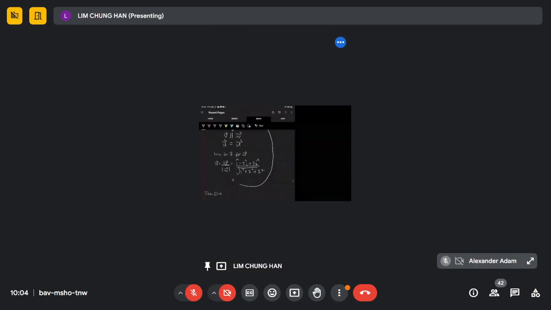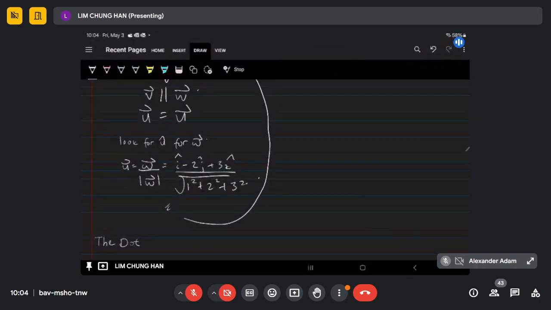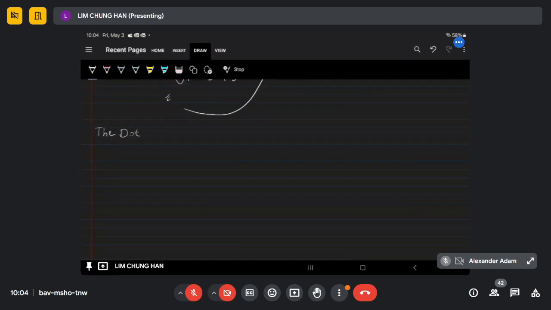Wait, I think I'll flip my tablet the other way around so I can write more. Okay, so you flip your phone as well. Okay. So today we're going to talk about the dot product. No, not project. Okay. Today we're going to talk about the dot product.